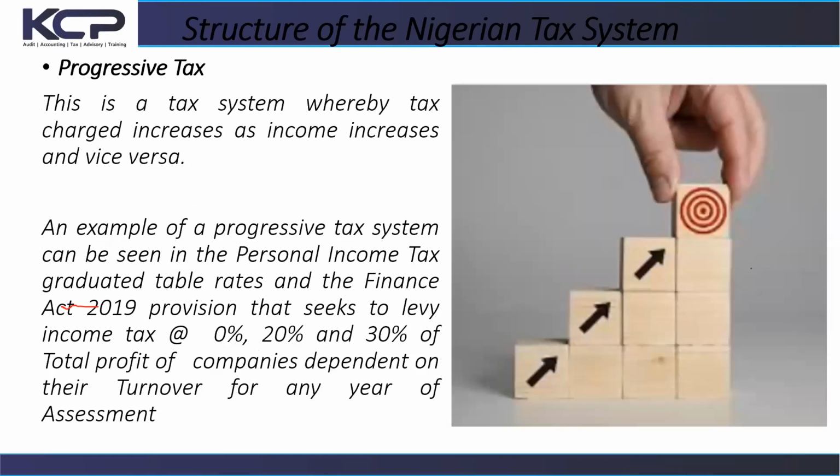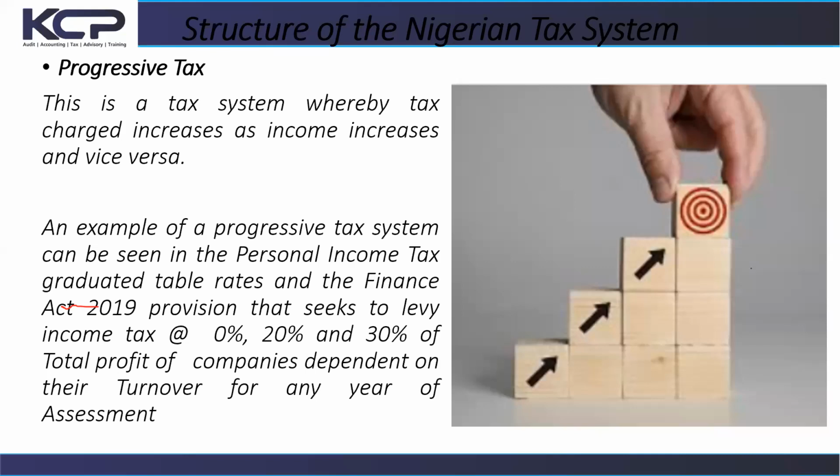Progressive tax system means that this is a system where tax charge increases as income increases and vice versa, right? So it means as you earn more income, you should pay more taxes. This is what is actually obtainable in the UK tax system, right? The richer you are, the more you pay. And the poorer or average income you are or you earn, the less you pay. So that is what that means.